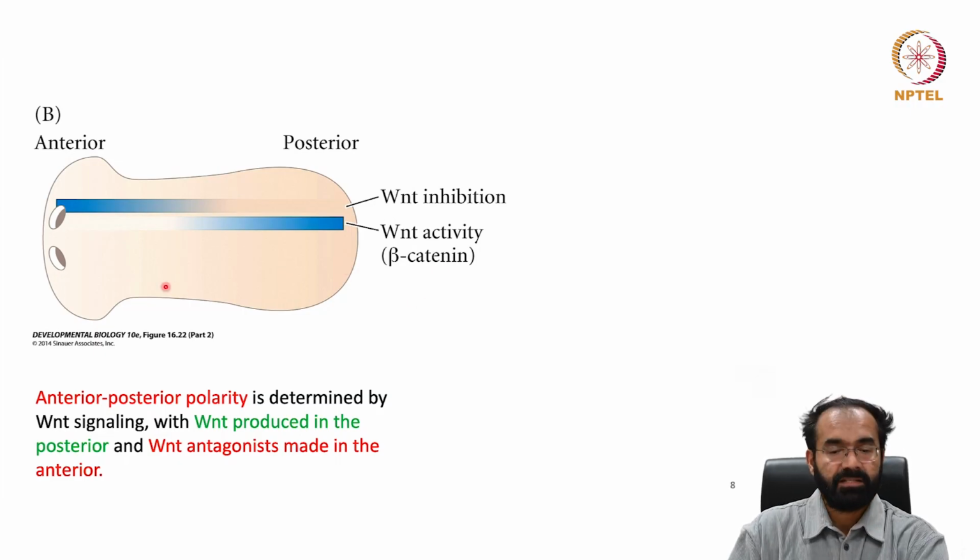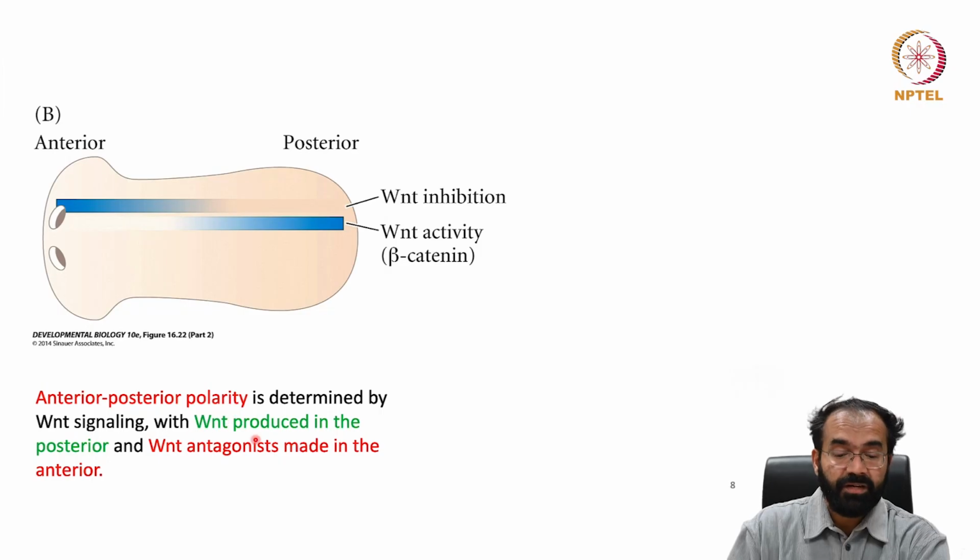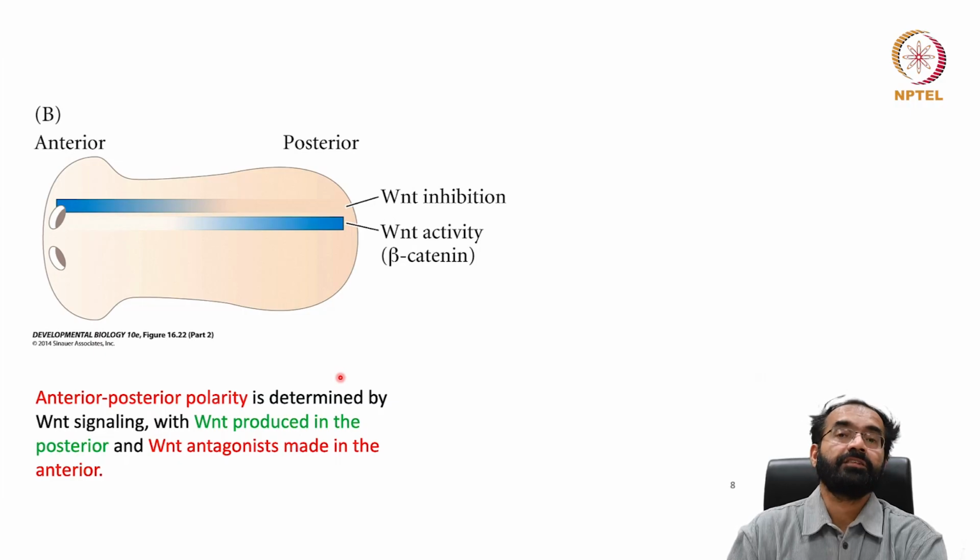The same logic applies in this planaria body also. Anterior-posterior polarity is determined by Wnt signaling. We have seen the same Wnt signaling happening in Hydra also. The gradient of Wnt signaling is involved in the anterior-posterior gradient. Wnt is produced in the posterior end. So Wnt activity is extremely high in the posterior end, and the Wnt inhibitor is extremely high in the anterior end. So now you have a gradient, same as what we saw about the BMP signaling.